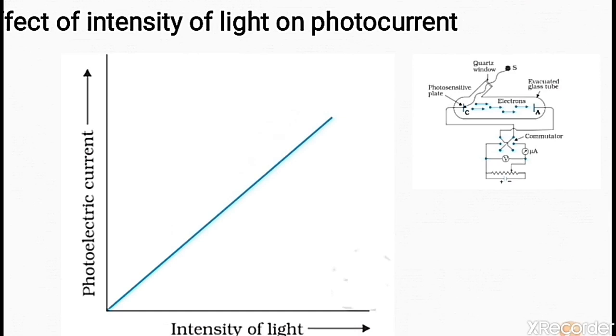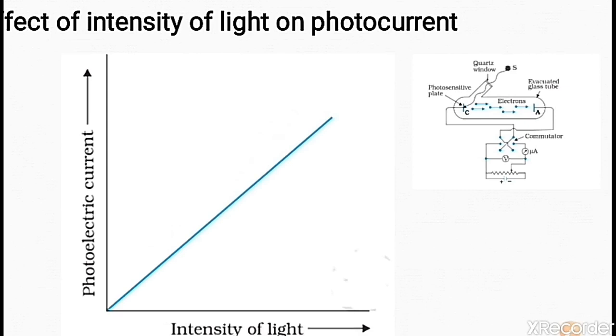Now if the frequency of the incident light and the potential are fixed, the intensity of light is varied. How can you vary the intensity of the light? That can be varied by changing the distance between the light source and the emitter plate, so that we can change the intensity of the light. On that basis, the resulting photoelectric current is measured each time. After varying the intensity of the light, we measure the photoelectric current every time, so that we can get a graph between the photoelectric current and the intensity of the light.